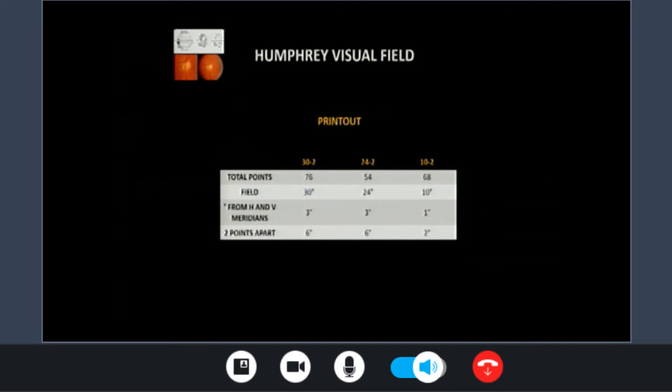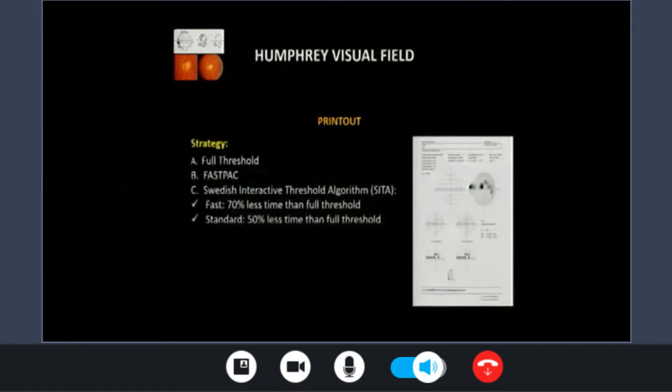Now, we are checking actually 1 degree away from the vertical and horizontal axis and 3 degrees away on the 30 and 24-2. And whenever you test 1 point away from the vertical and horizontal axis, after that, the distance between one spot and the other will be 6 degrees in the 24 and 30-2, and then it will be 2 degrees in the 10-2. That's why, again, the 10-2 visual field gives us a more magnified representation of the patient condition, especially in patients who are having advanced glaucoma.